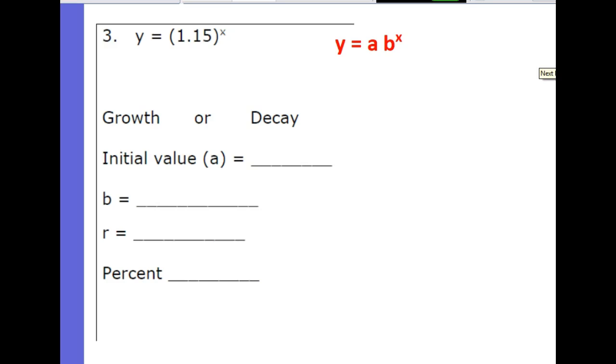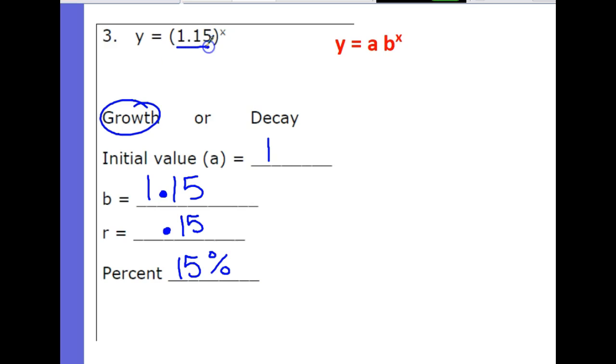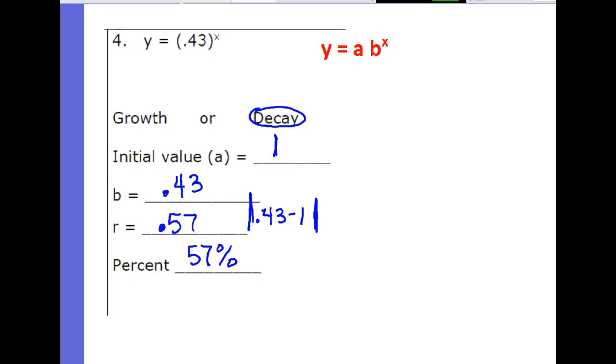Okay. You figure out 3, 4, and 5. Okay, let's look at your answers. Problem number 3. Why is it growth? This is larger than 1. Why is this 1? If there's not a number out in front, it's 1. This is just the same as that. You take off the 1, you multiply it by 100. Everybody got that one? Any questions? Pretty easy. Okay, did we get this one? Why is this one a decay?